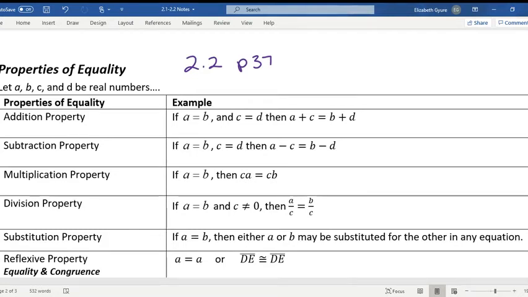They're things you use when you solve algebraic equations, but we are going to be using these as justifications as we get into our proof writing. So it's important to know the formal reasoning and formal definitions behind them.